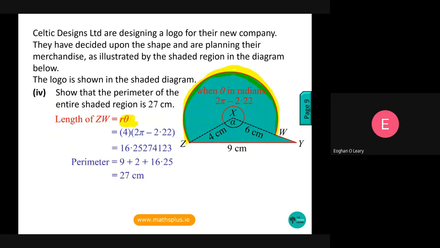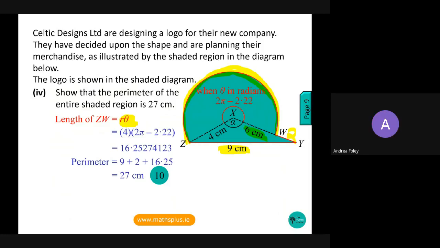My perimeter, all I'm doing for that is adding the 9 centimetres, and then you're going to be adding the 2 over here. Where's that 2 coming from? Well, of course, we know the radius is 4, and the length from x to y is 6, so the difference is 2. And we got ourselves 10 marks for that question.